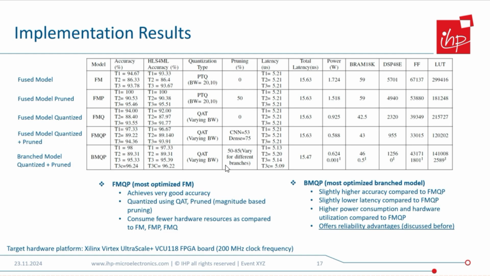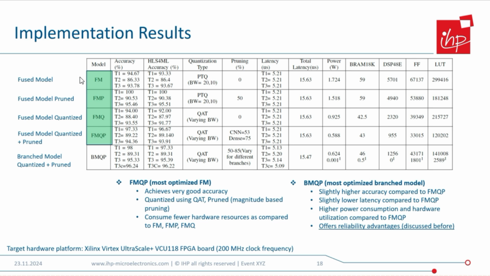These are the implementation results for fused and branch models with pruning and quantization as well. So these are the 4 fused models. One is the baseline model, which is not quantized and not pruned. Then we just prune the model and then we just quantize the model. And in this case, we have added quantization and pruning together. And this is the branch version along with quantization and pruning.